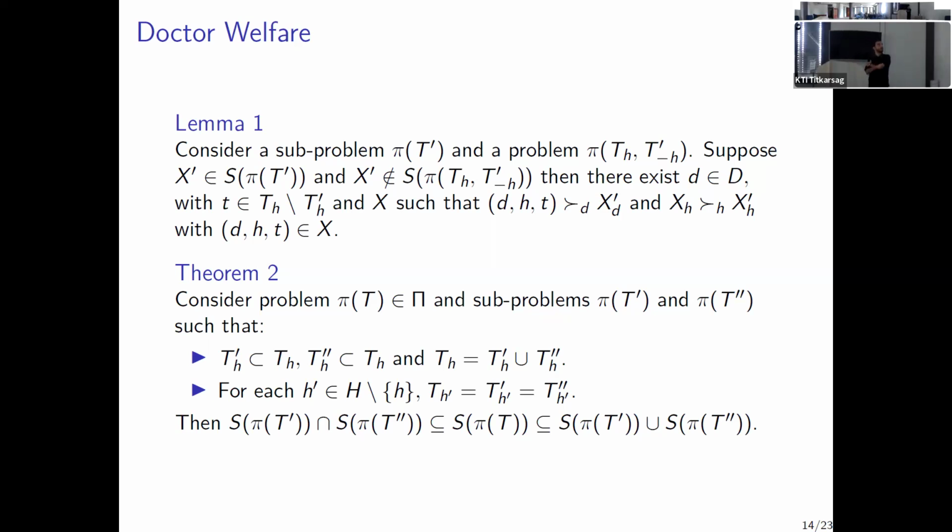And by using lemma 1, this part is maybe more interesting from a welfare perspective, because it states that if an allocation is stable here, then the allocation will also be stable here, or both. So it means that if an allocation is stable in the main problem, I can always find a sub-problem in which the allocation will also be stable.